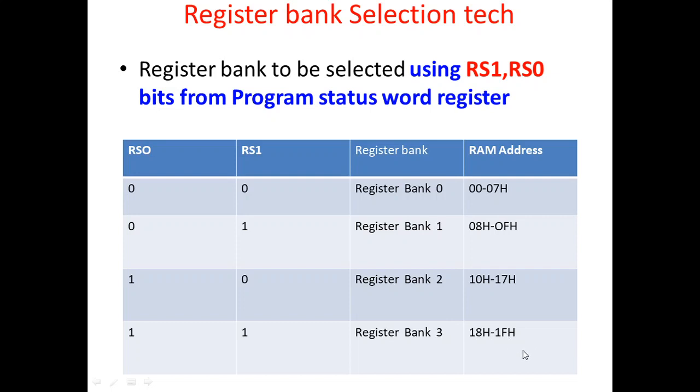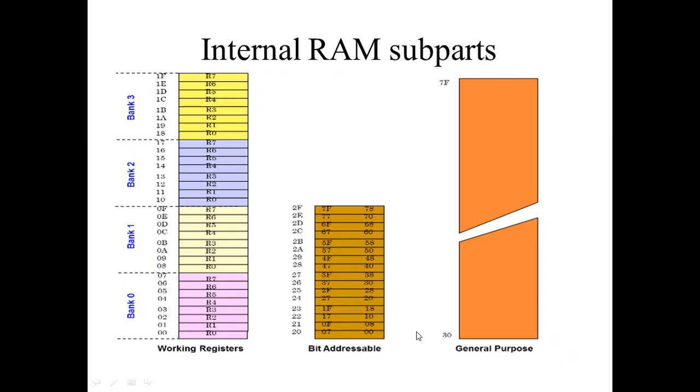In this fashion, you can choose any bank as per your application. Means at a time, only one of the banks is in active mode. All of you agree for this? Now what is the use of this bank? Now this bank has 8 registers each. These registers you are using for holding the data.